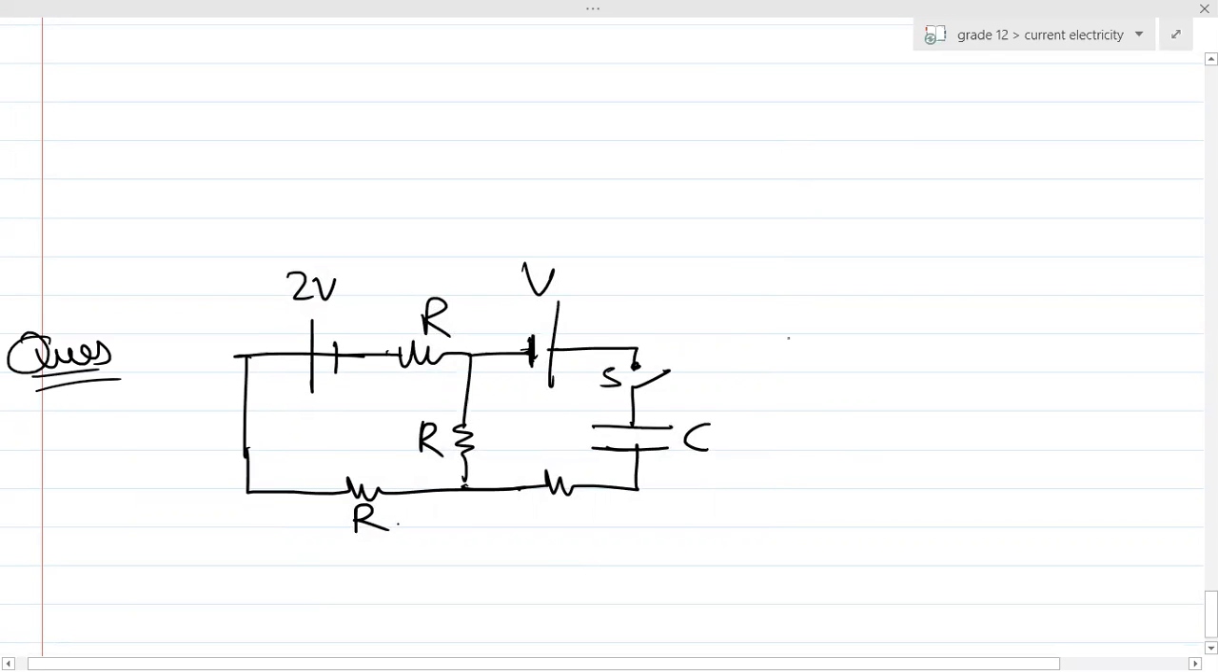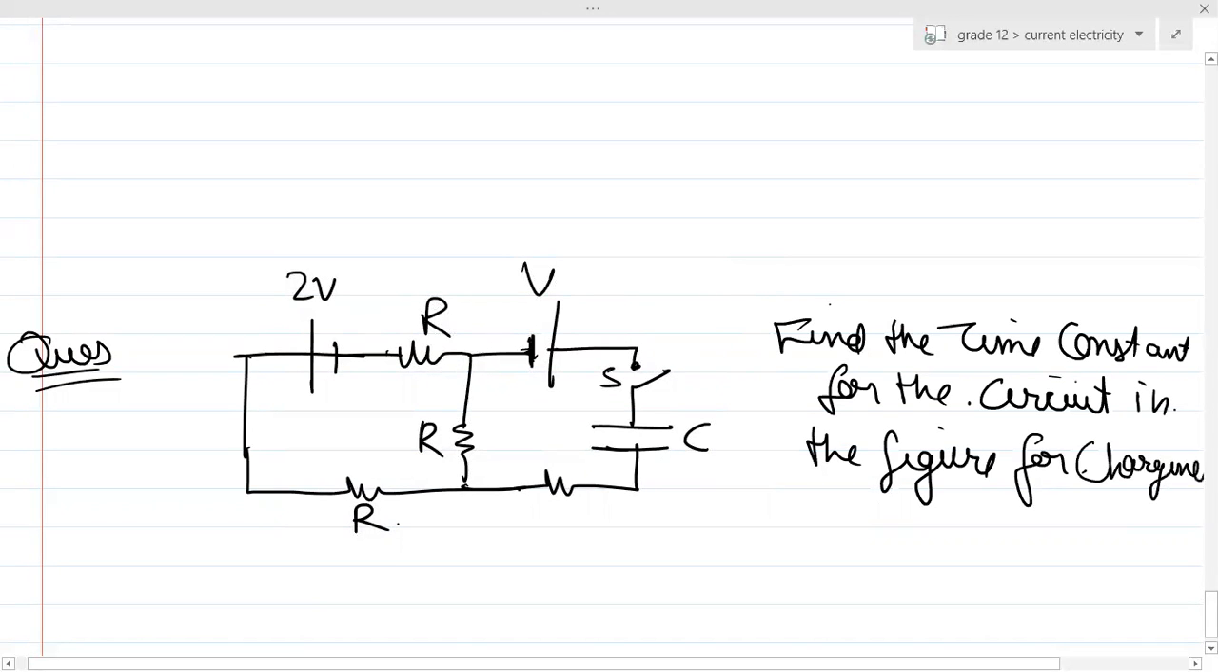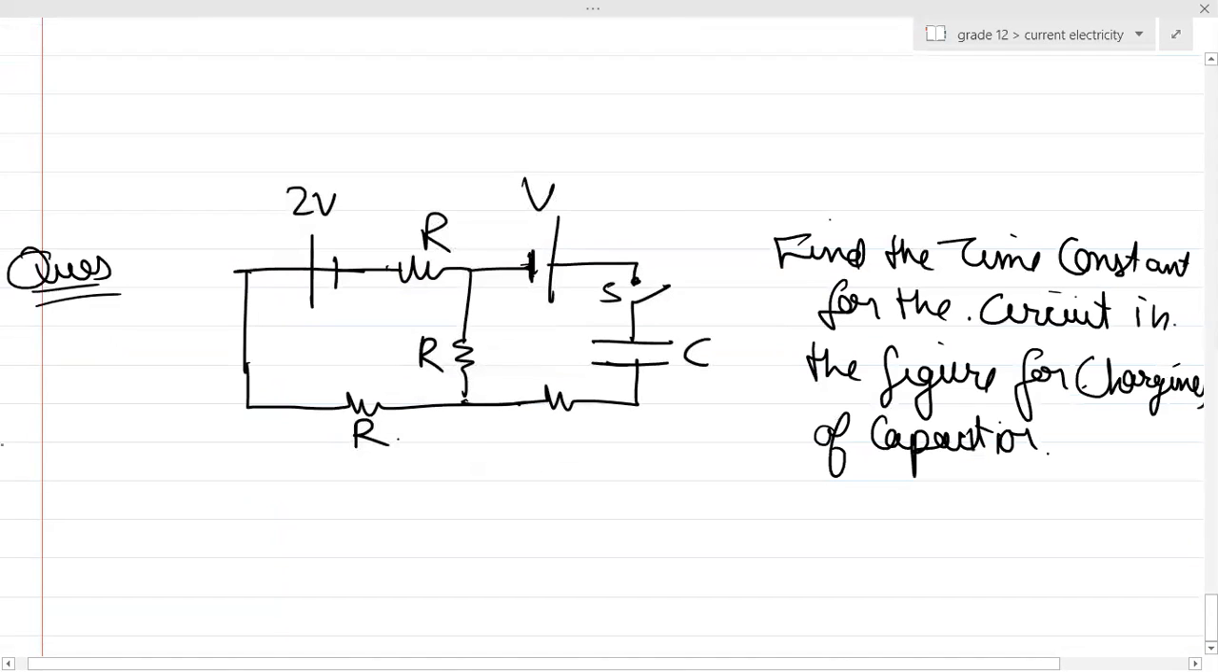Now the question is, find the time constant for the circuit in the figure for charging of capacitor. So sir, this question looks very new, sir. Yes or no? How will we solve this thing, guys?